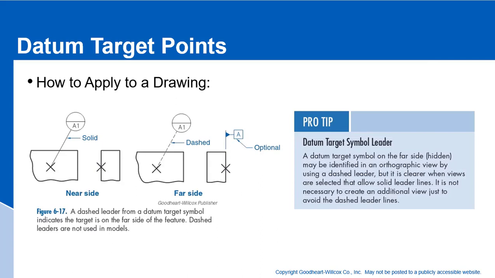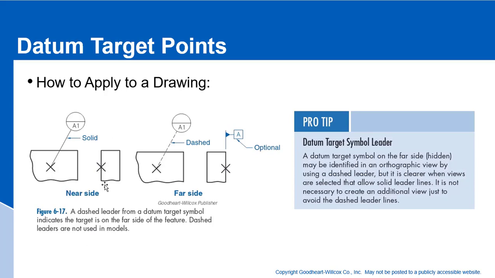So how do we apply these to a drawing? In this case we have our circle, we have a horizontal line, we have our datum identification A1 in here, and we have a solid leader line with no arrowhead pointing to our point, which is just like an X.